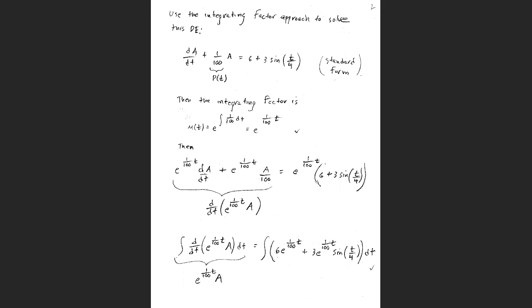Okay, so I put the differential equation in standard form, and then in front of my dependent variable A, I got 1 over 100. That's the P of t. And so my integrating factor is going to equal then e to the power 100th t. Okay, let me give you a moment to catch up here. So we're to here.